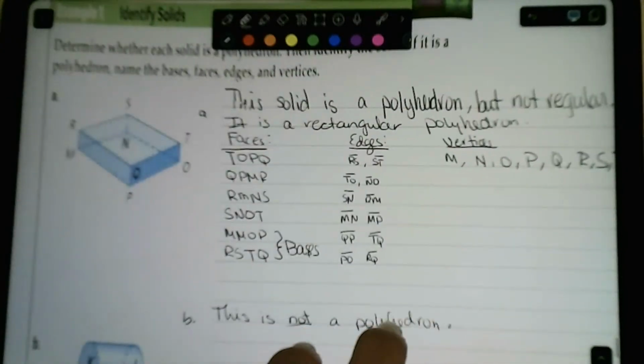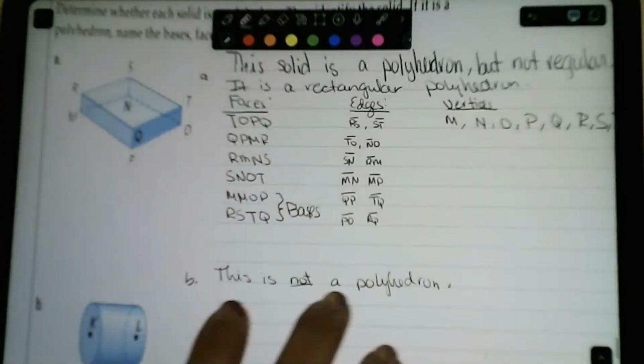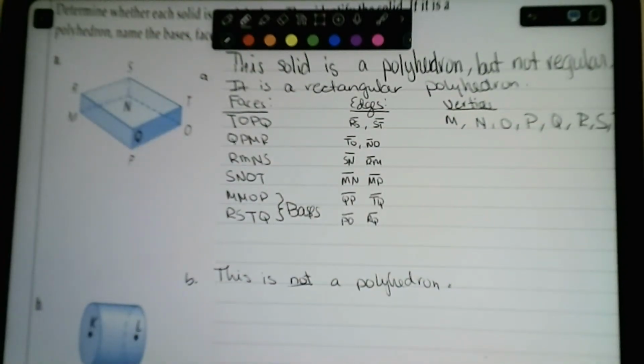Identifying whether things are polyhedron or not. Polyhedrons, again, going to have polygon sides. So cylinders, cones, spheres, not polyhedrons, because you got some curvy curves.